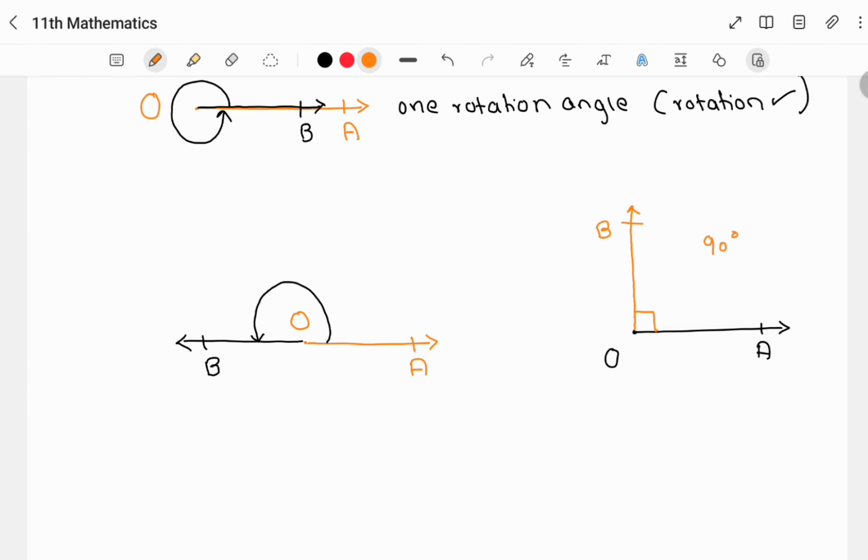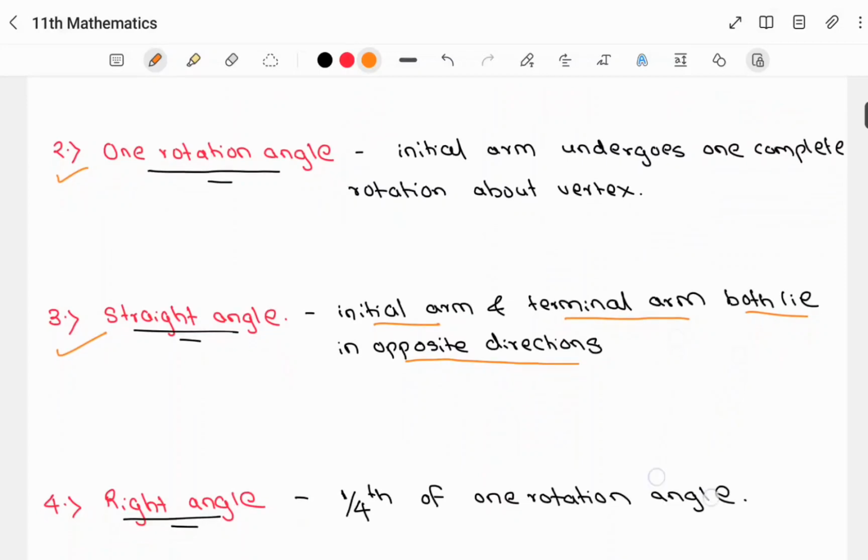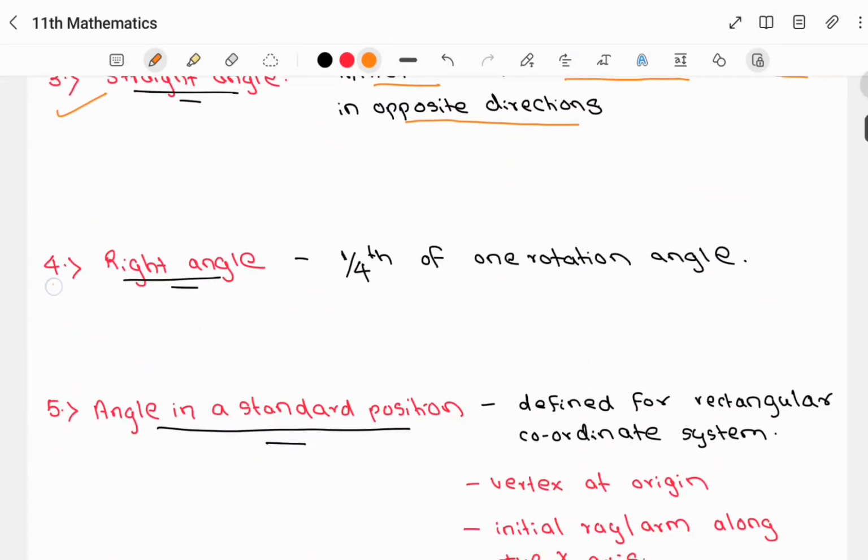So what is this 90 degree? We'll see in the measurement of angles. Okay, fine. But since our childhood, we know that a right angle is nothing but an angle which measures 90 degrees. Okay, fine. Now, angle in a standard position.